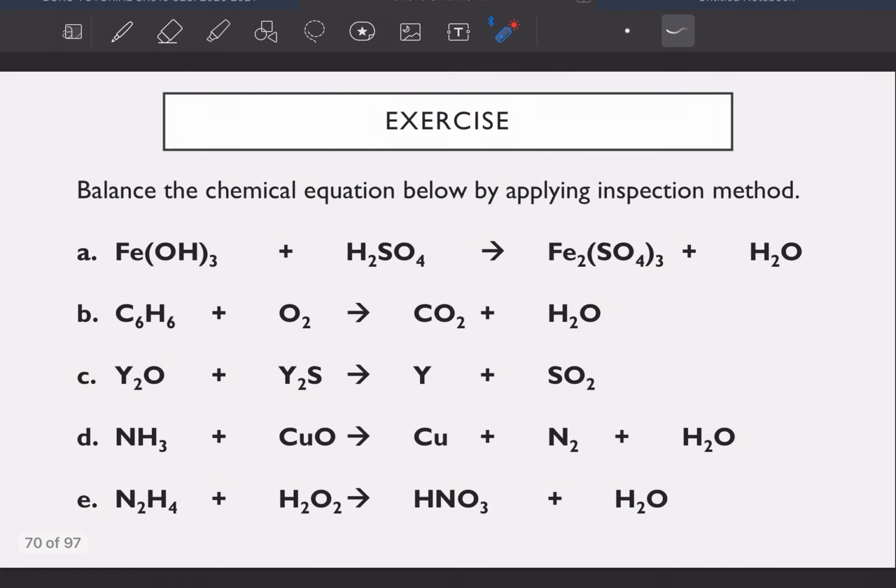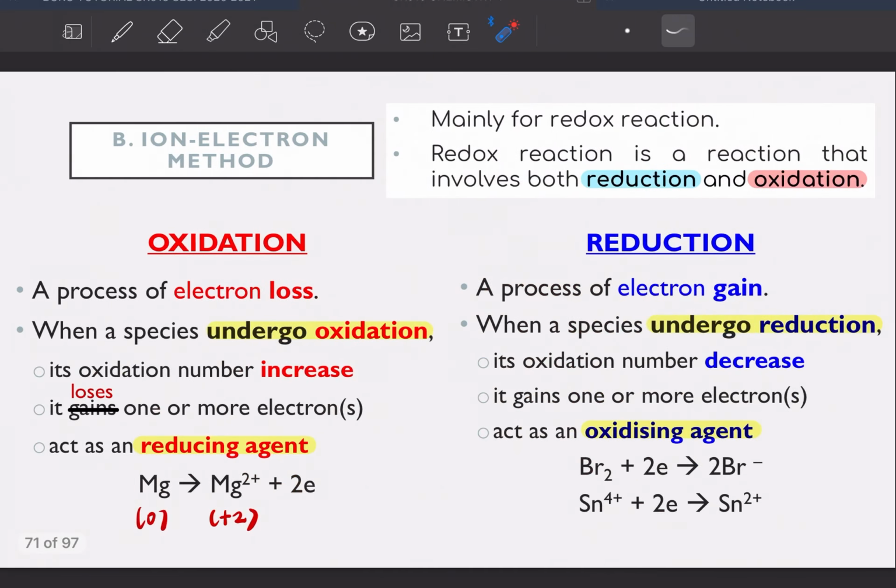Right, so that's the inspection method. Okay, so do these exercises for your practices. Okay, and then we are going to go to the second method, which is ion electron method. Okay, so ion electron method is mainly for redox reaction. If you remember, during Form 5, you already learned about redox reaction yang ada anode, cathode, kan? So basically redox reaction is a reaction that involves both reduction and oxidation reactions. In that reaction lah, ada elemen yang undergo reduction, ada elemen yang undergo oxidation.